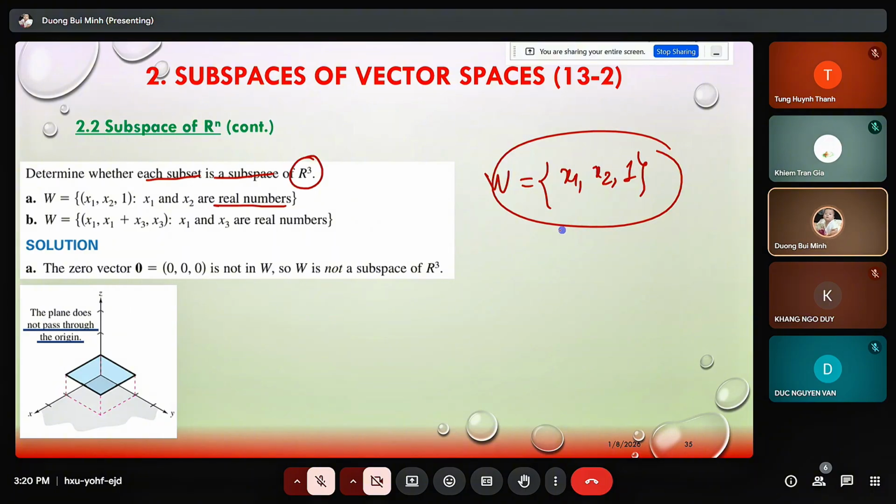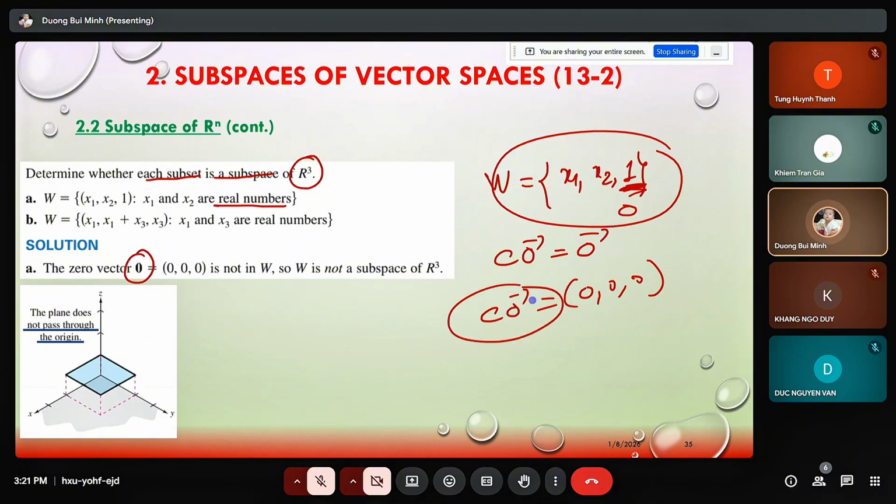Why? Because, for example, we have vector 0. If we have c times vector 0, we should get vector 0. Right? But now, if we have c times vector 0, we get 0, 0, 0. But this one, you get what? You get 1. Actually, this one must be 0. So that means this assumption is not satisfied. Okay. So we say W is not a subspace of R3.